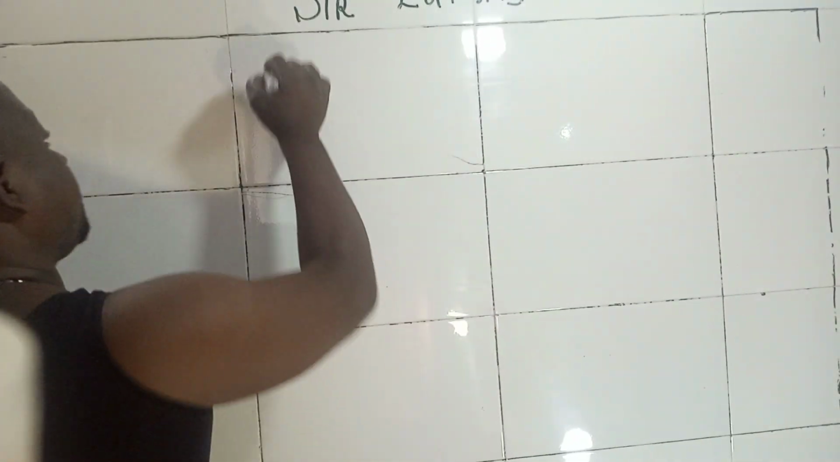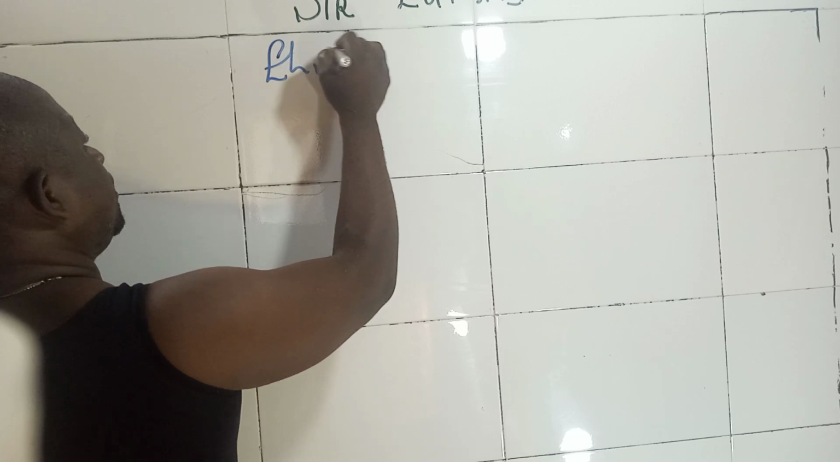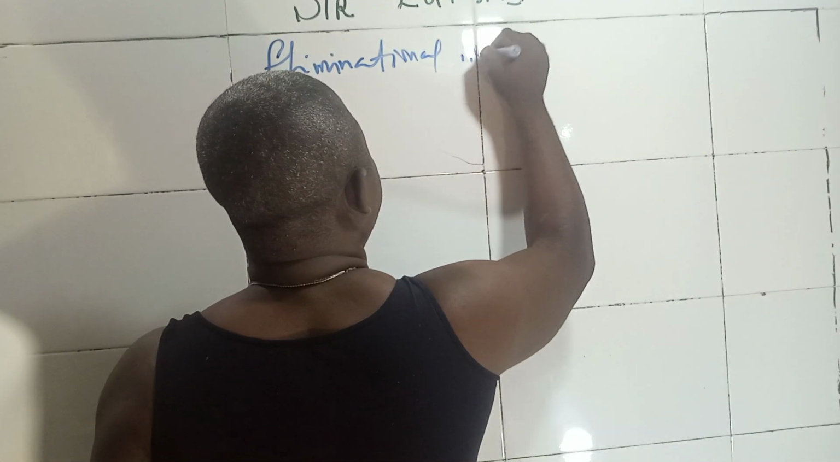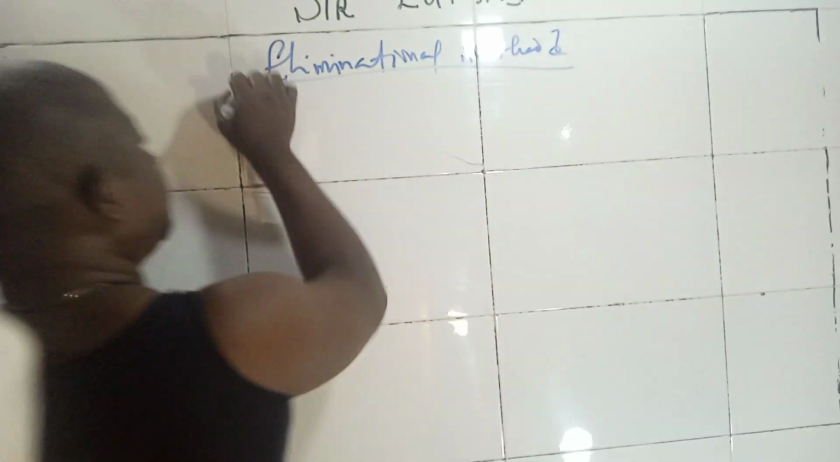The last class I was talking about simultaneous equations. I told us there are two methods you could go about solving simultaneous equations. I've taught us the substitution method. Today I will talk about the elimination method. That one is very fast.